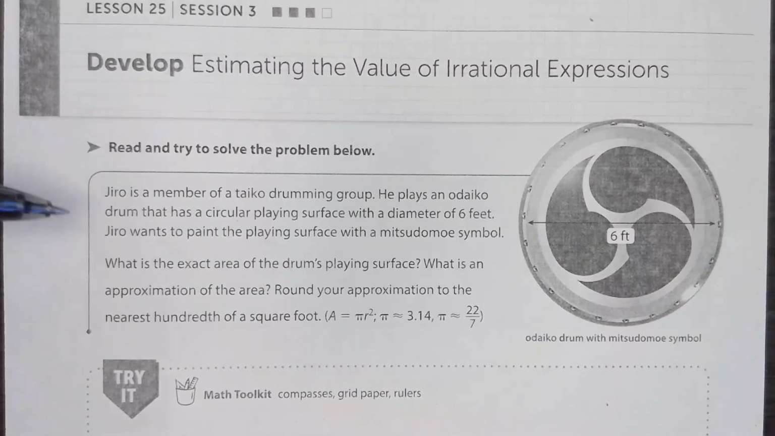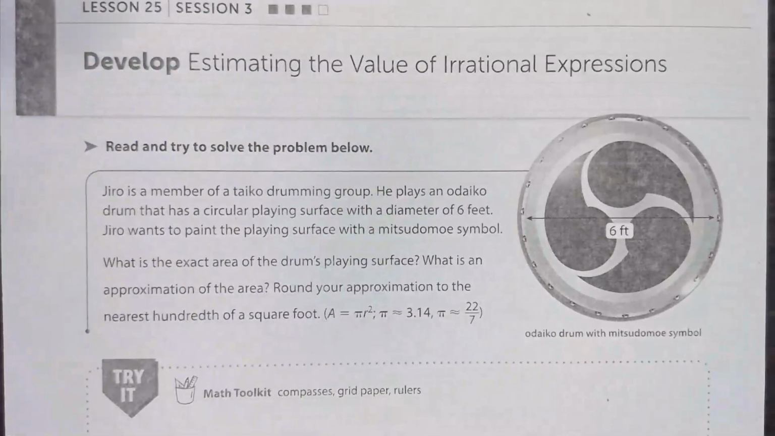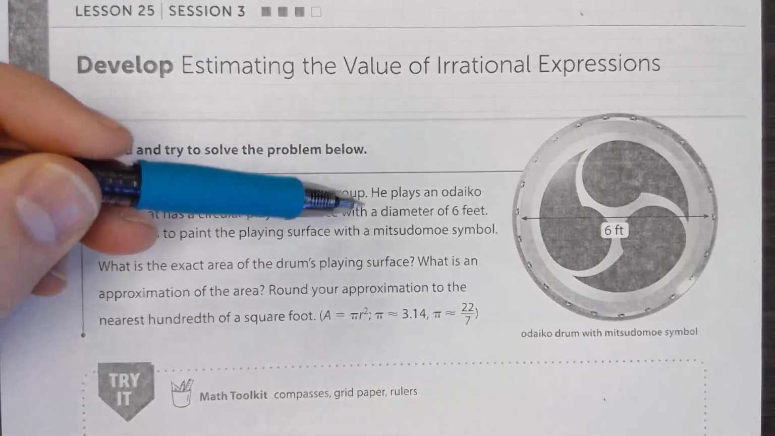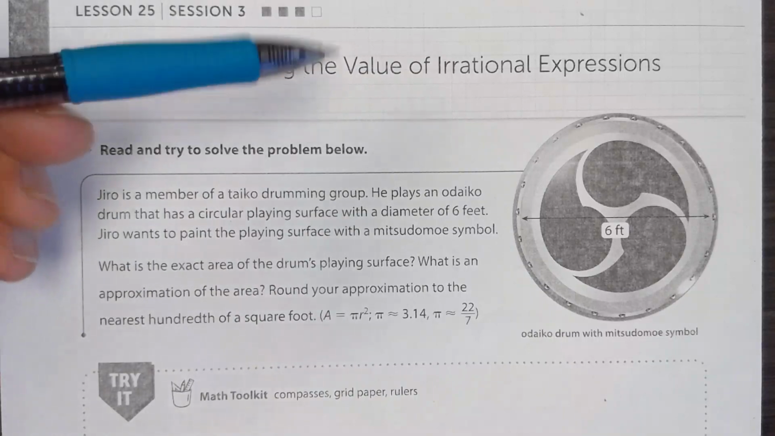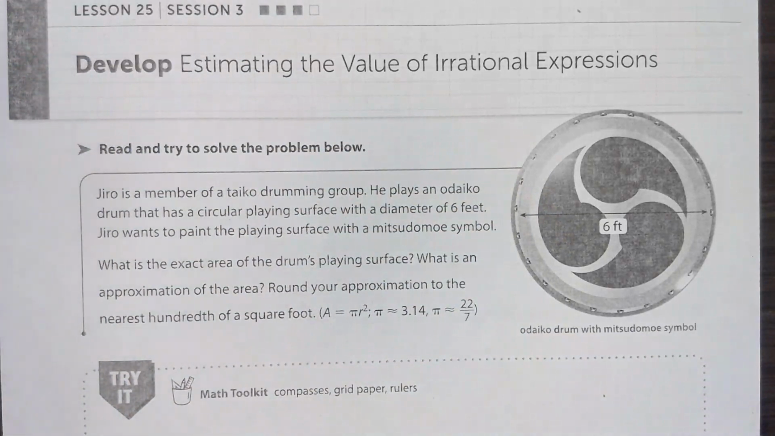So we got a friend here. I'm not even going to try his name. He's a member of a drumming group, and he plays this special drum that has a circular playing surface with a diameter of 6 feet. He wants to paint the playing surface with a special symbol here. The questions are, what is the exact area of the drum playing surface that he needs to paint? What is the approximate area?